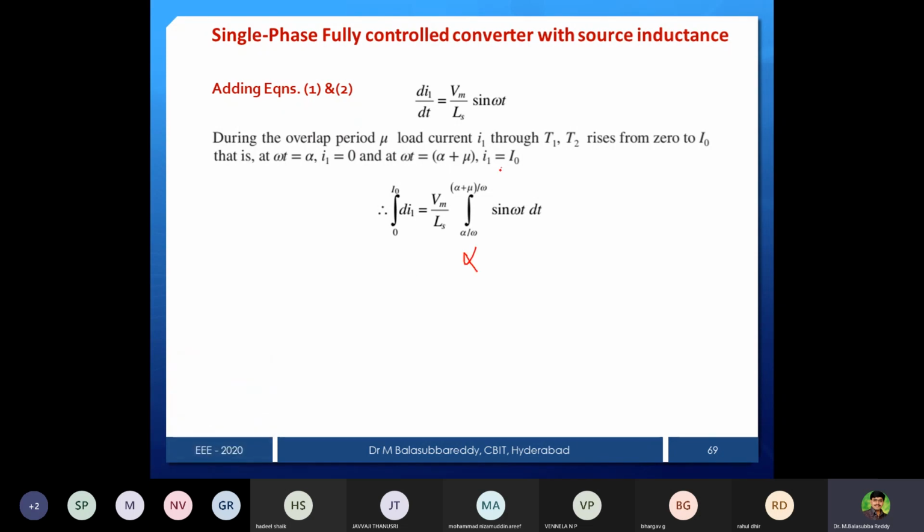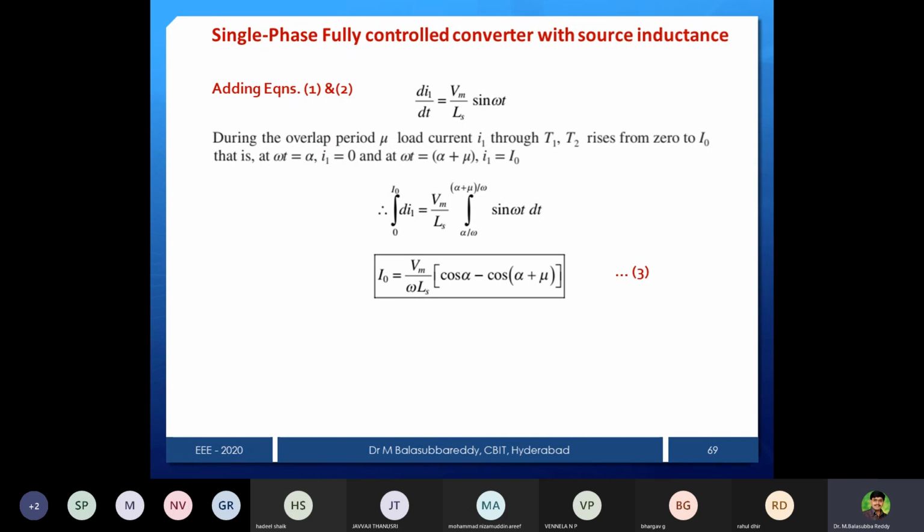This is alpha, this is alpha plus mu, and this is d omega t in that case. And you simplify that, I0 current is equal to this one. So in terms of now, what is the unknown parameter here? I know alpha, and Vm is root 2 into Vs, omega is 2 pi f, and Ls is the source inductor value, and alpha is the instant at which you fire, and mu is the overlap period that we have to calculate if you know the load current is a constant magnitude, and that is one equation.